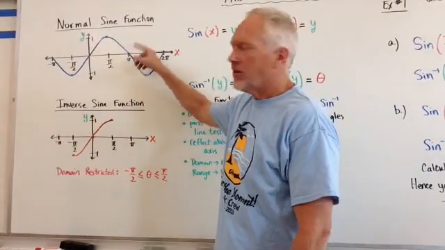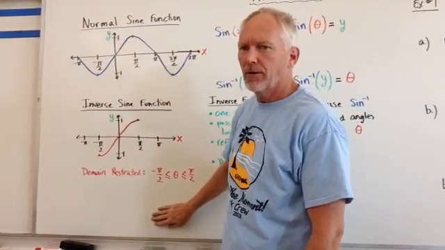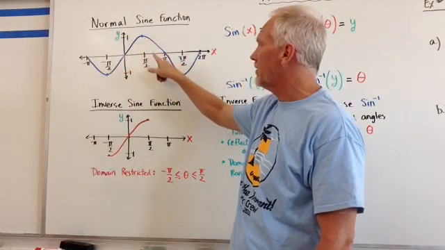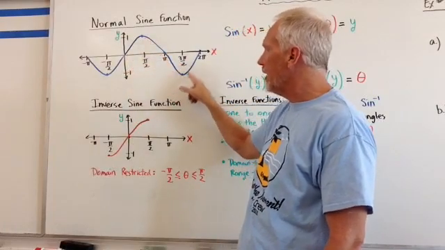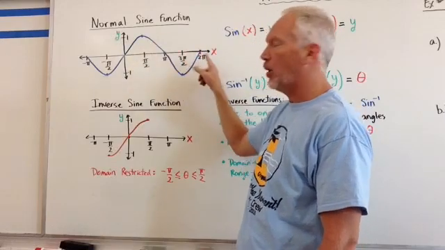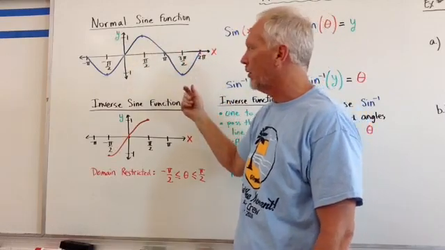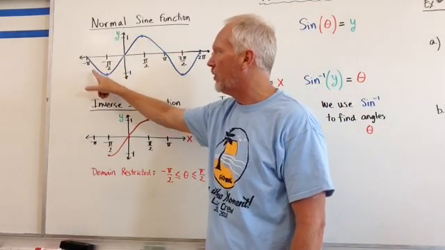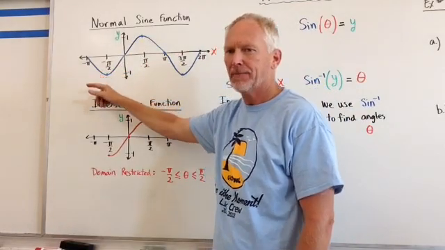The normal sine function, if you recall, starts off at 0, pi over 2. We have a max, 0, min, 0, as we go from 0 to 2 pi around the unit circle. We can also extend it in the negative direction as negative pi over 2 to negative pi.